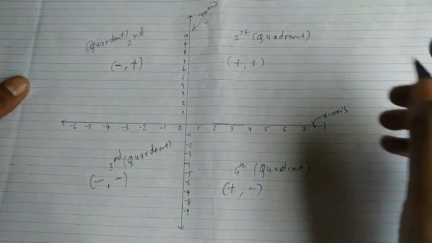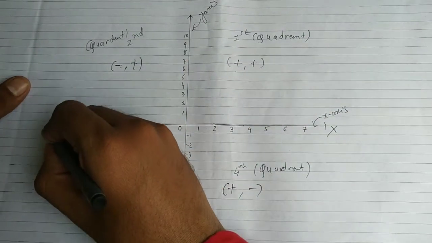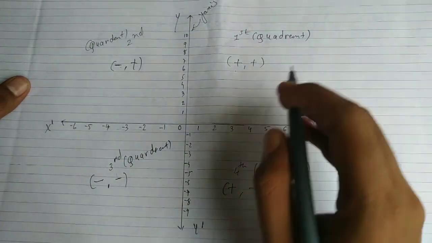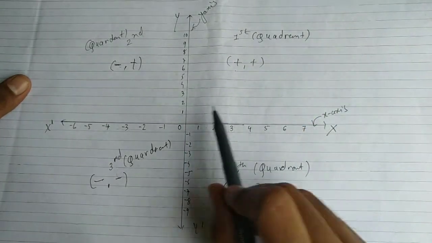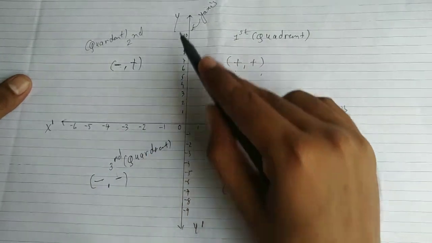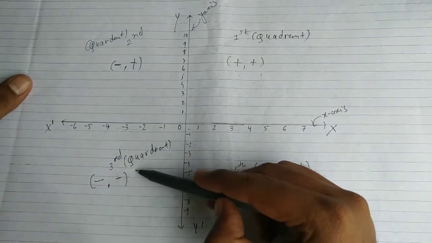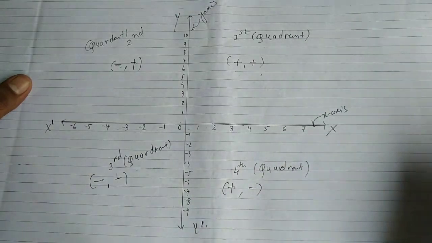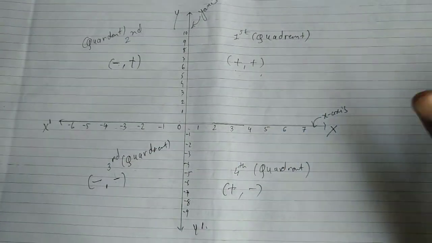We also represent the axes as x, x dash, y, and y dash. We can write that XOY is the first quadrant, plus plus. X dash OY is the second quadrant, minus plus. X dash OY dash is the third quadrant, negative negative. XOY dash is the fourth quadrant, positive negative. That's it, this is the simple logic.